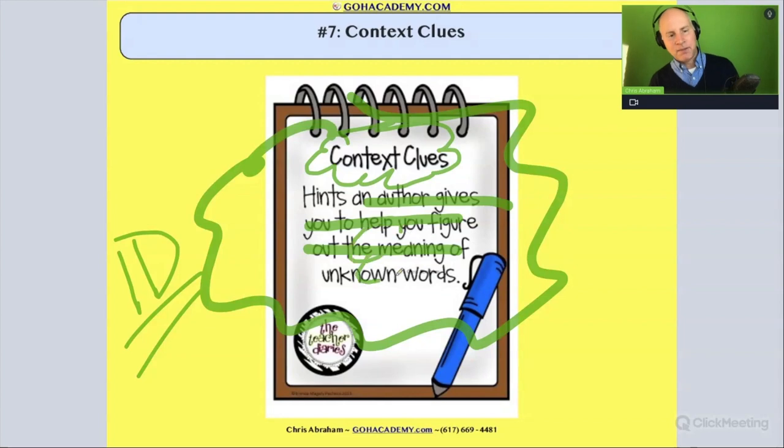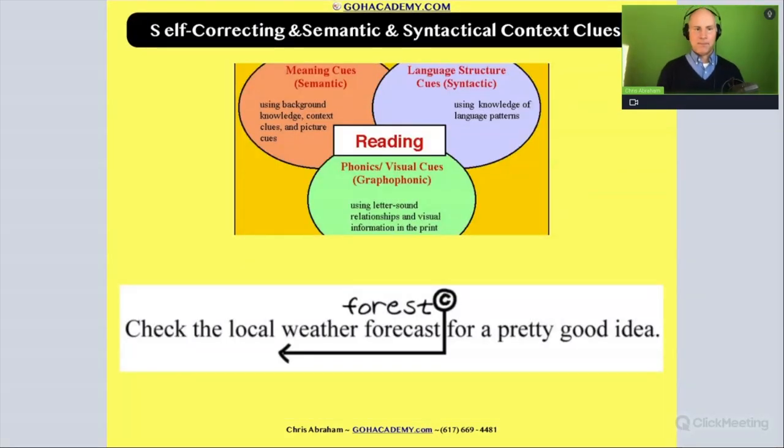So it's not really about the meaning of a word. We're not going to focus on the meaning aspect. We're going to look at how context clues can help a student identify an unknown word or self-correct a miscue. Okay, so that's my definition of a context clue. And we're going to look at two types. A context clue is a surrounding word or clue in a sentence that helps us identify an unknown word and pronounce it correctly. We're going to look at semantic context clues.